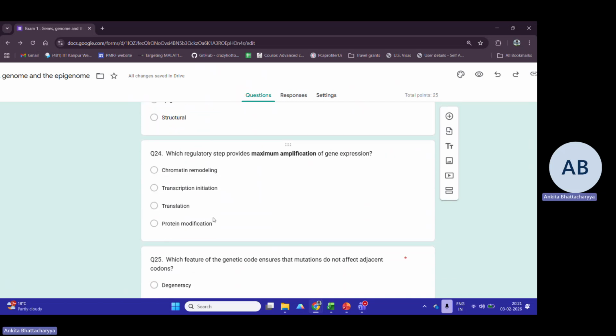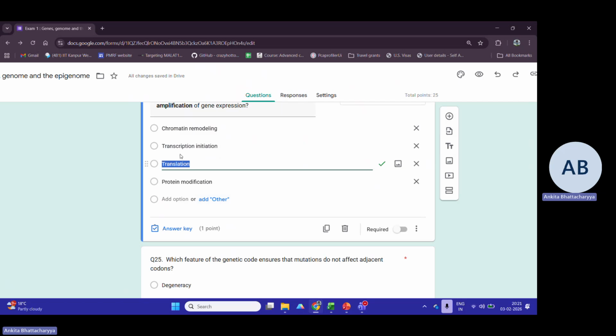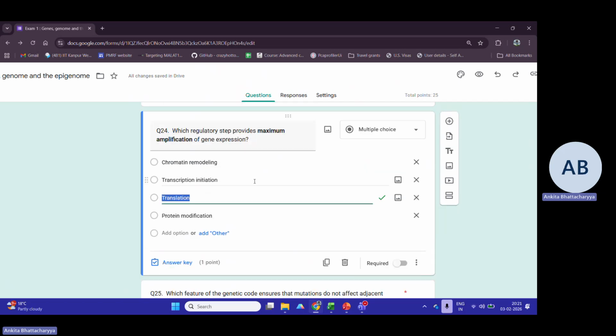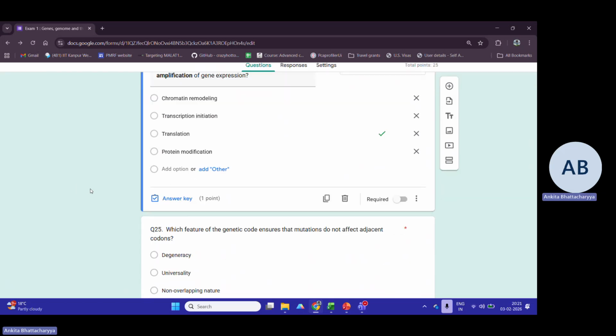Which regulatory step do you think provides maximum amplification of gene expression? Maximum amplification would be allowed at translation, because once you have one RNA, that can get translated hundreds and thousands of times to increase the amount of protein that can be synthesized from the same RNA, and so gene expression is amplified at a maximum in this case.